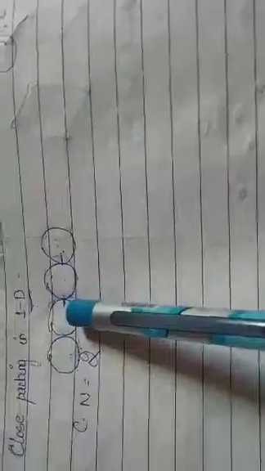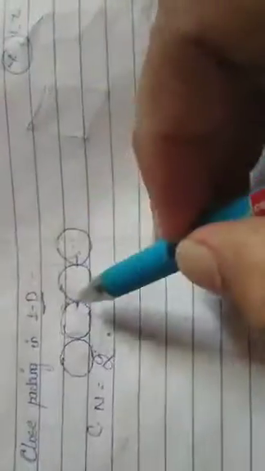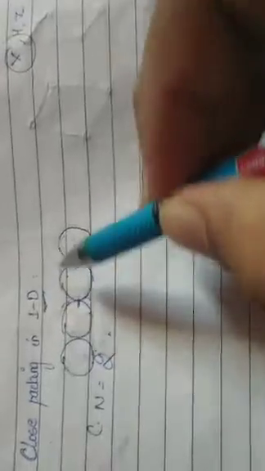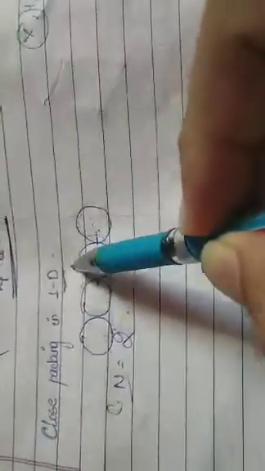So how will you define the coordination number? The number of nearest neighbors of a particle is called its coordination number. So for close packing in 1 dimension, only one possibility is there, that is arranging the spheres in just a single row. Remember, just a single row. Here we get the coordination number equal to 2.